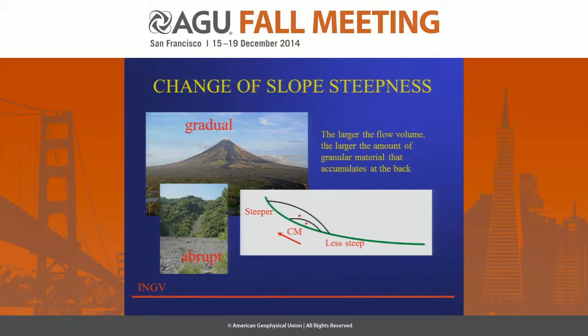And so if we have a change of slope steepness, it can be either gradual or abrupt. What's happening here is that the front of the flow is always on a less steep slope than the rear, so that it stops before the rear. And the rear accumulates backward. But the larger the flow volume, the larger the amount of granular material that accumulates at the back, so that the center of mass shifts backward a longer distance. And that explains why when we increase the volume of the flow, the center of mass becomes less mobile.